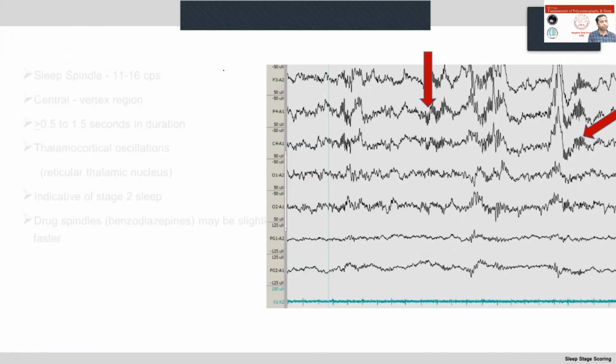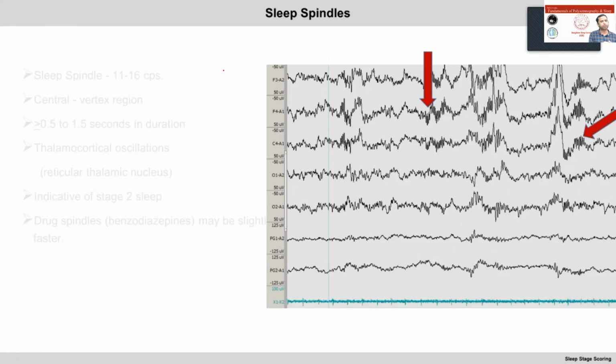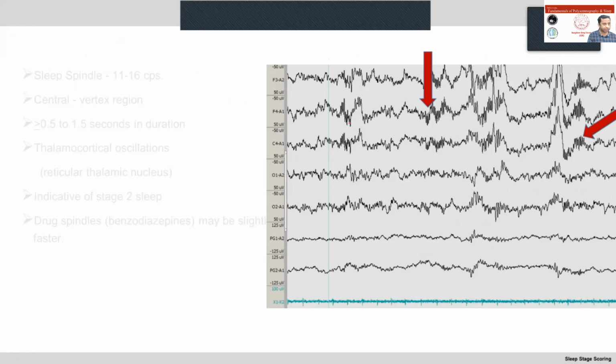Now, sleep spindles. What are sleep spindles? They mainly happen as thalamo-cortical oscillations. I think Dr. Bindu and Dr. Vindra have explained the mechanism behind it. So how does a spindle look? You can see here: this is a spindle, spindle, spindle, spindle.